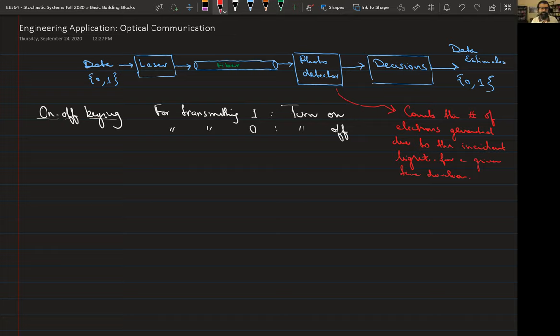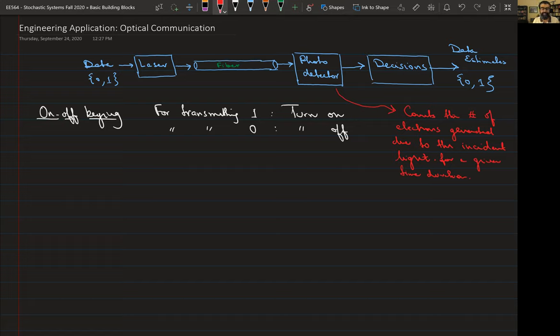The question, of course, however, is what is a good model? What is a good statistical model for this number of electrons? It turns out that a good statistical model for this number of electrons is a Poisson model. In other words, the number of electrons that you count follows a Poisson distribution, and can be well modeled by a Poisson random variable.